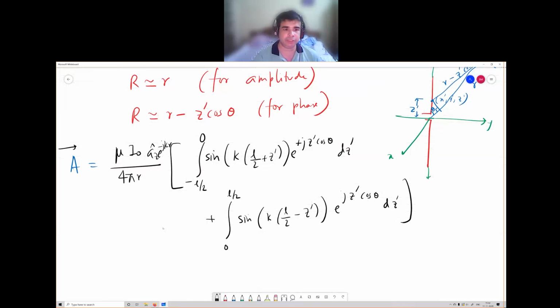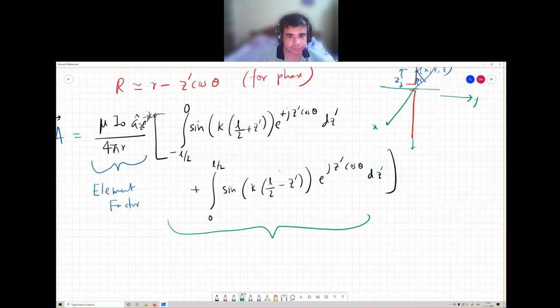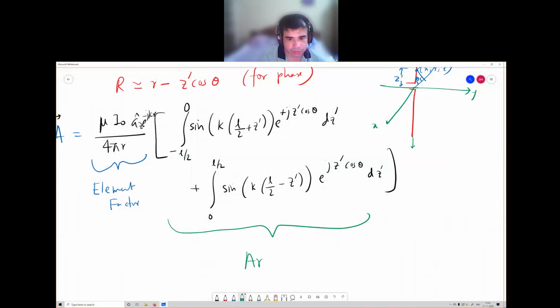Now see here something very interesting. This is a product of two terms. This term is called the element factor, and the other term, this term, it is called the array factor.